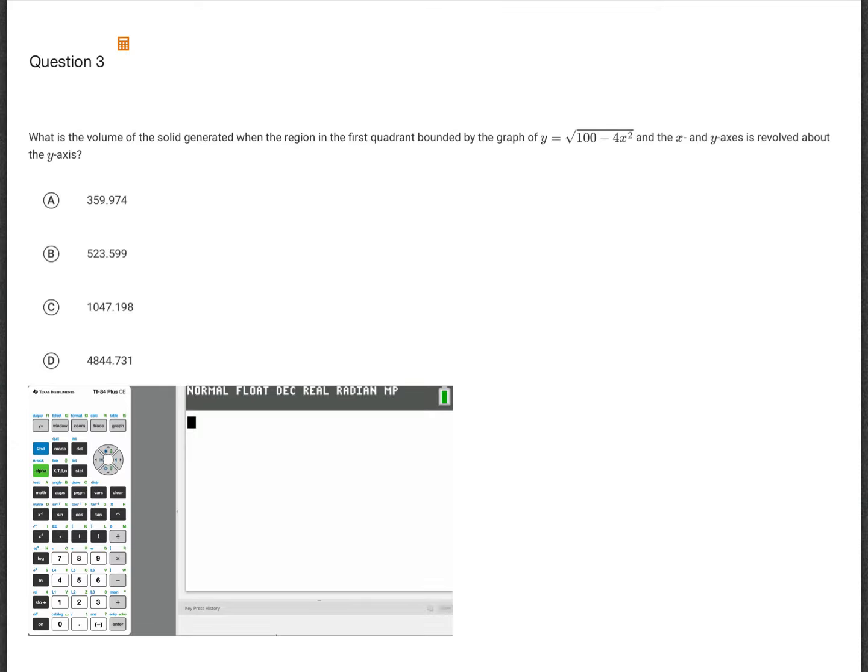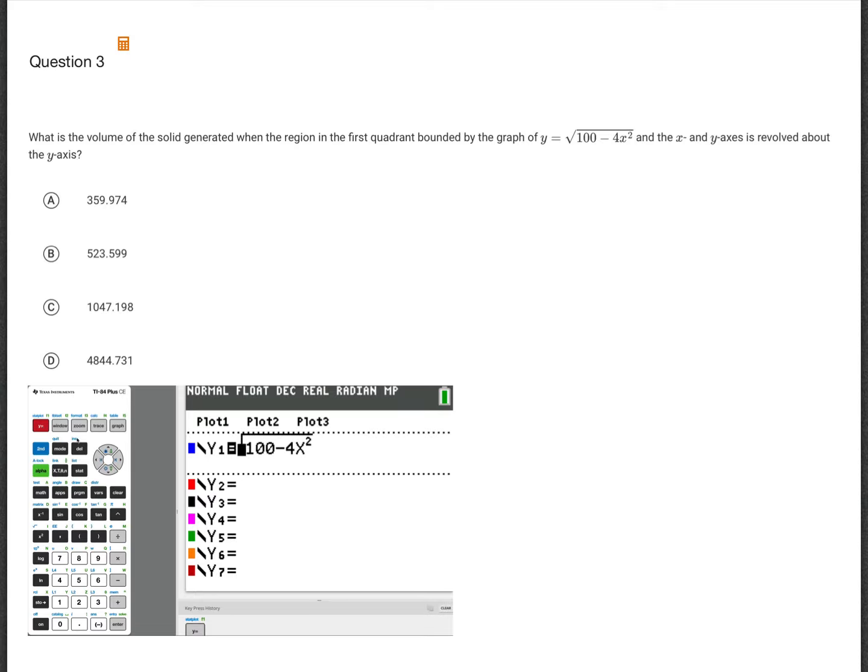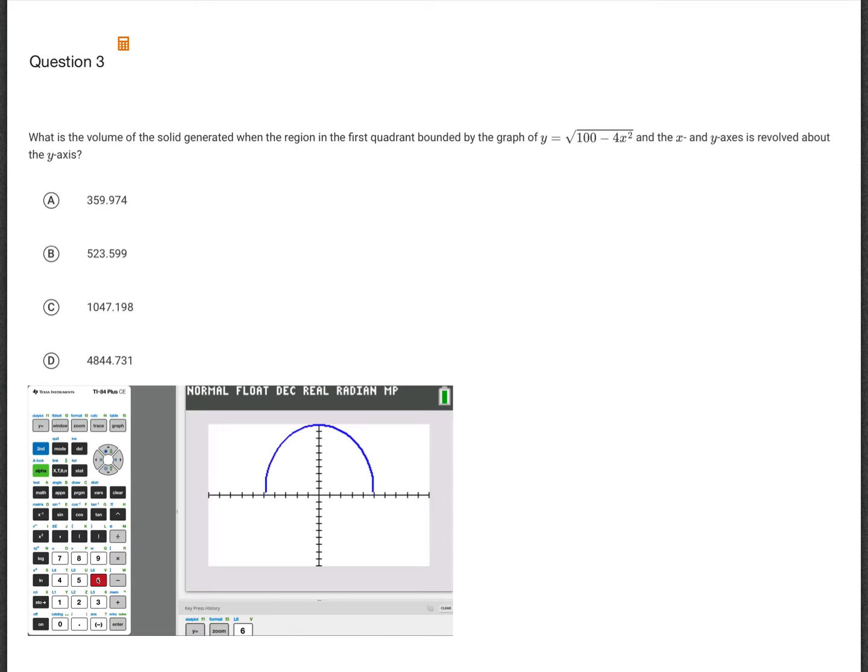Okay, for question 3, they say, what's the volume of the solid generated when the region in the first quadrant bounded by the graph of y equals square root of 100 minus 4x squared, and the x and y axes is revolved around the y-axis? So let's graph this in the calculator first before we do anything. Okay, there's the function. Do zoom 6. It looks almost like a semicircle, but I think it's really half of an ellipse centered at the origin.